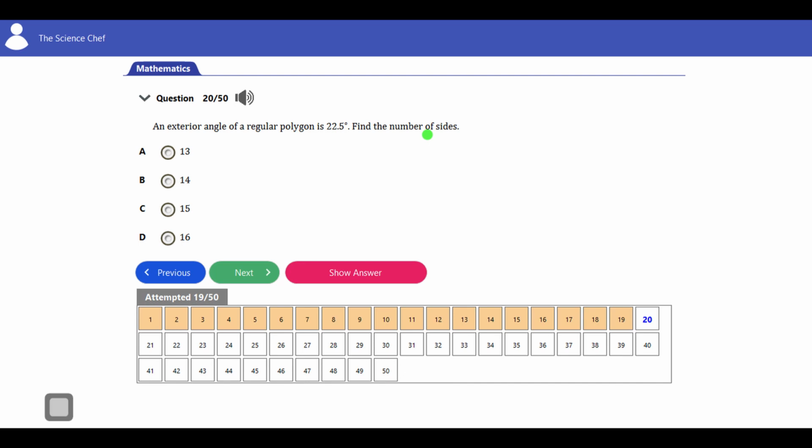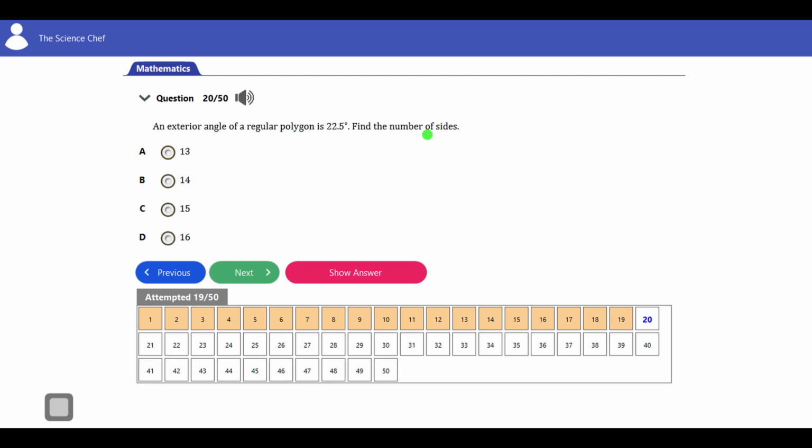So now, if the sum of all the external angles is 360 degrees and each angle is 22.5 degrees, how many 22.5 degrees will make up that 360 degrees? Because each angle is formed when two sides meet, right? So the same number of sides will give you the same number of angles. Like a triangle. A triangle has 3 angles because it has 3 sides. Are we together? A quadrilateral has 4 angles because it has 4 sides.